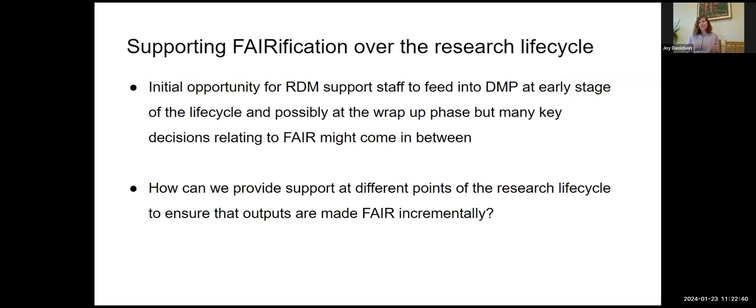But there's a lot of stuff that happens between that initial stage and the wrap up of a project, when people might be uploading their data to various different repositories and their other outputs. So how do we start to think about coming back and encouraging people to update their DMPs? And how can we start to think about maybe different trigger points over the life cycle to ensure that we can support the incremental fairness of the outputs over time?